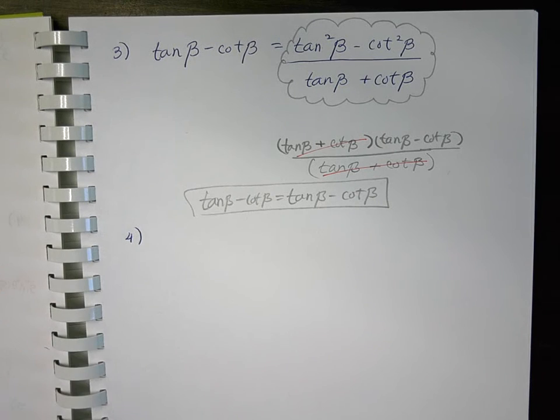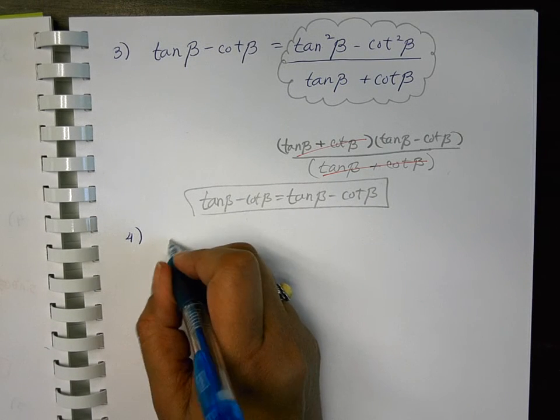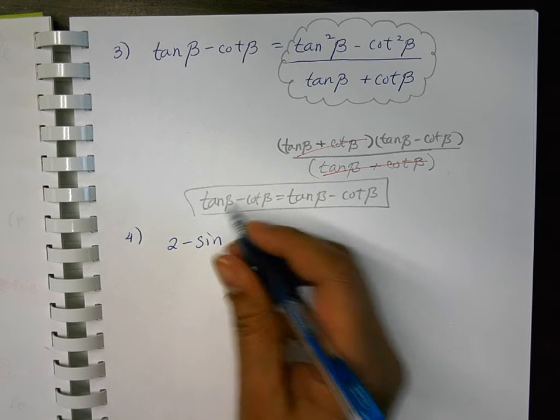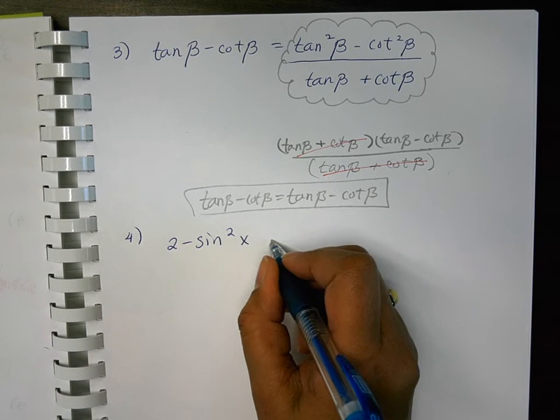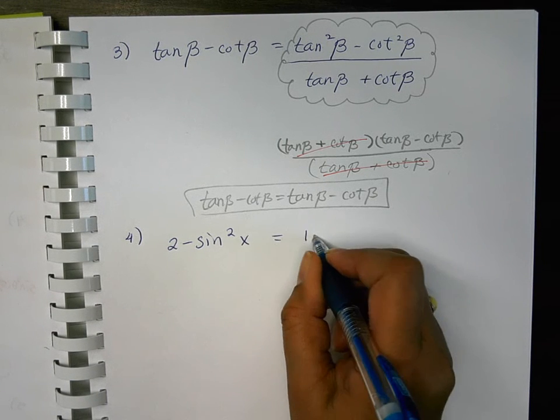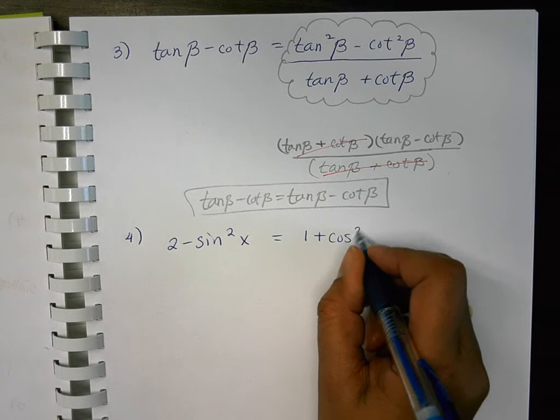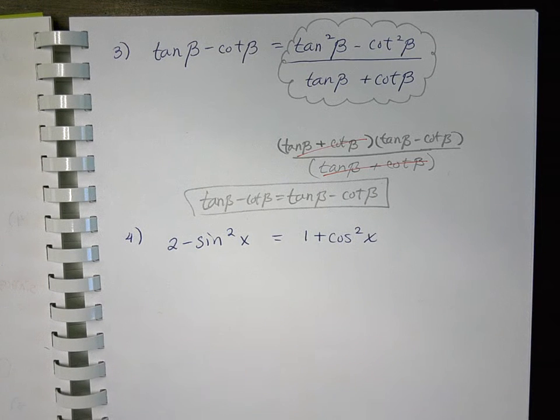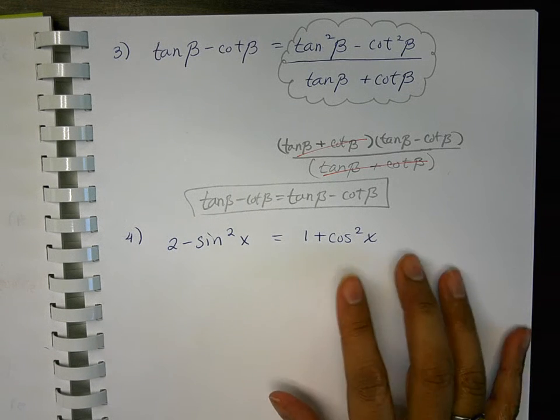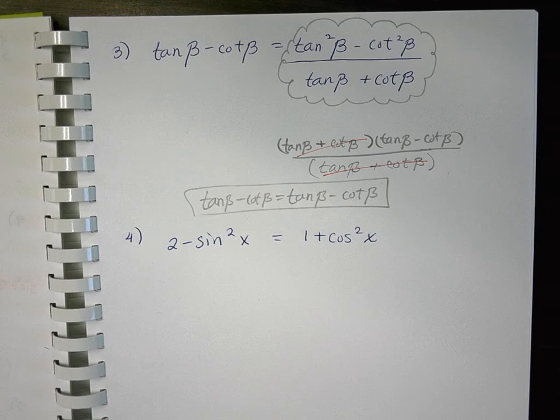Number 4. 2 minus sine squared x equals 1 plus cosine squared x. I will tell you, this is one where it really doesn't matter which side you pick. So don't sit there too long thinking, ooh, well, this looks kind of like, no, doesn't matter. Pick a side that you feel is easier for you and go with it. I'll give you one hint. You're using Pythagorean identities. All right, go.